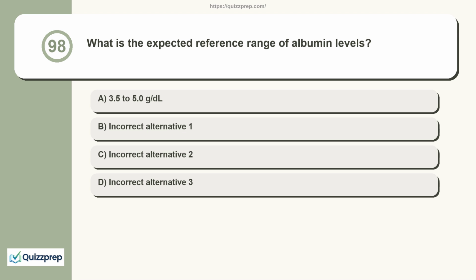Question 98. What is the expected reference range of albumin levels? 3.5 to 5.0 g/dL. Question 99. What is the expected reference range of pre-albumin levels? 15 to 36 mg/dL.